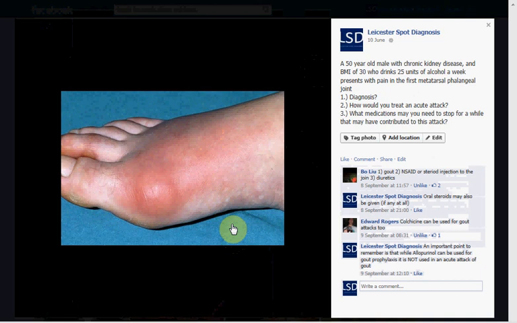And what medications may you want to stop for a while? You may want to stop their diuretics, because this can make gout worse. Colchicine can also be given in an acute attack, although that may cause some considerable GI upset.